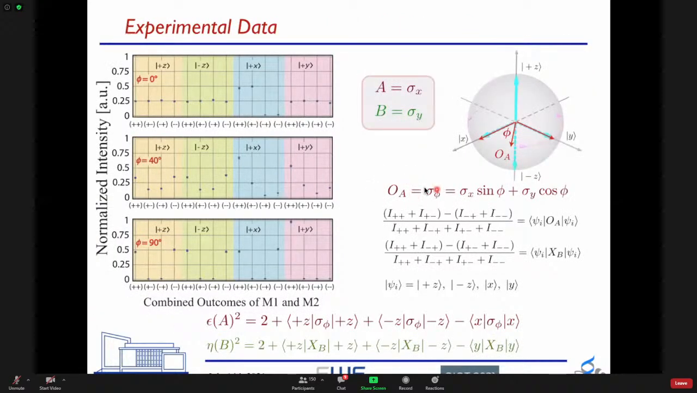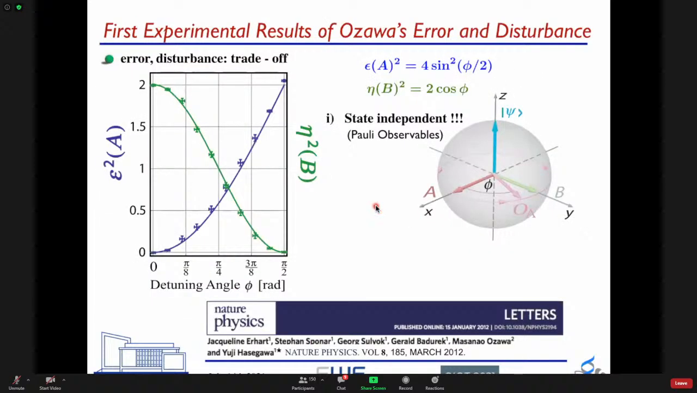Okay. These are some typical measurements. What we do, we measure in these three auxiliary states. We have four output channels because we have a successive measurement of Pauli spin matrix, and we get four intensities. And when we arrange them accordingly, we get values for error and disturbance.